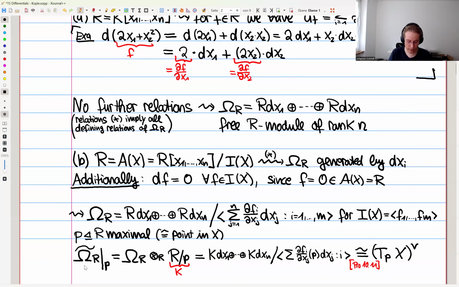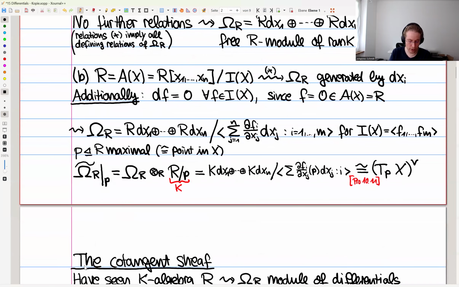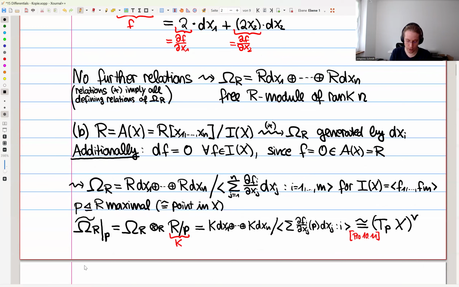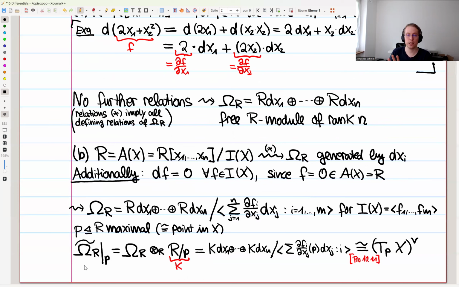So this was everything about what happens on the level of an affine scheme. And the next thing that we will have to do, now that we understand kind of what happens on Spec R, is we need to find a definition which also gives us this thing for an arbitrary scheme X. And this will be the task of the next video.